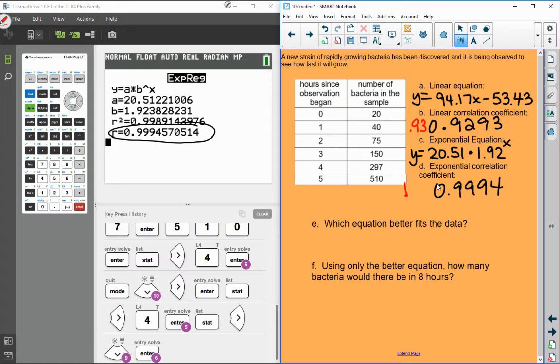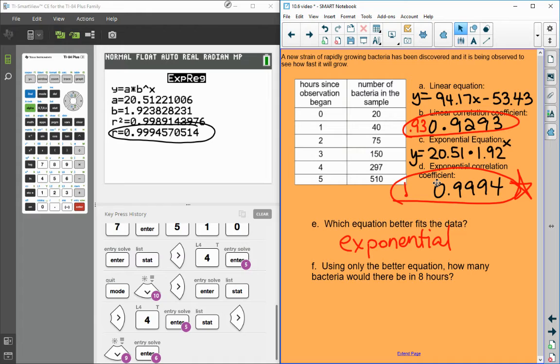Okay, so the question says, which equation better fits the data? So you're looking for which one has the strongest correlation coefficient. Now, both of these are positive, very strong. This is positive, very strong. This is positive, very strong. But we're trying to see which one is closest to 1. Hopefully you're saying, oh, well, it's the one that rounded to 1. So it is my exponential one. So you would say exponential.